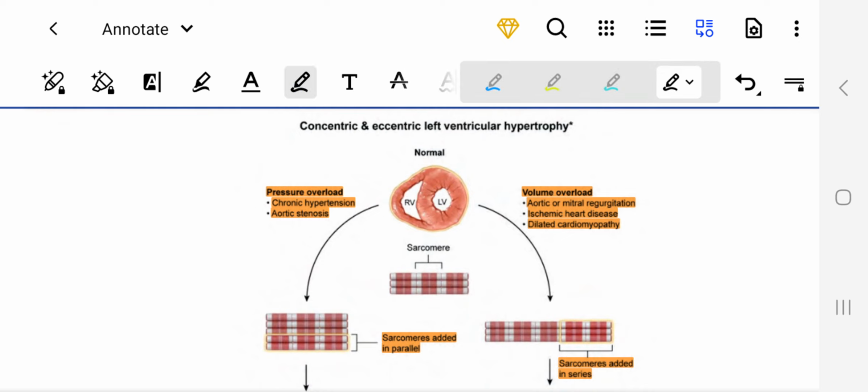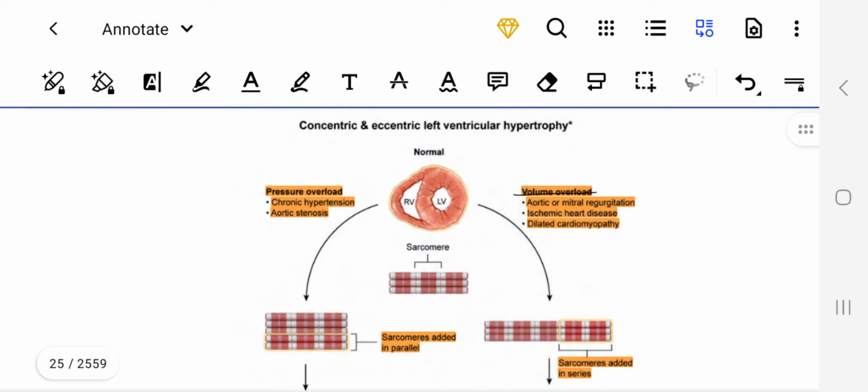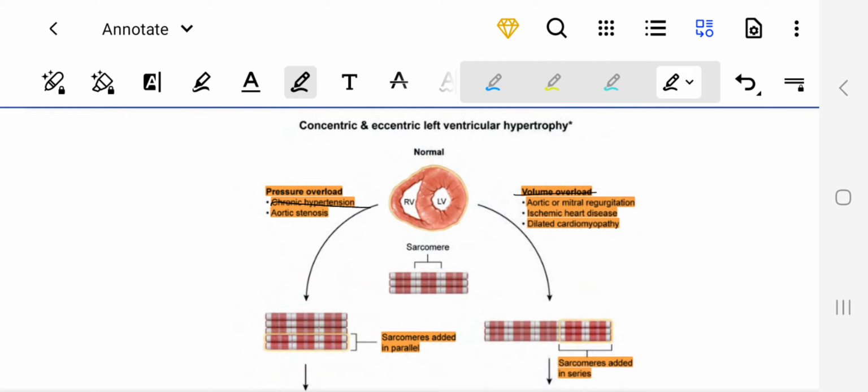One more thing which is important, the more important difference, is that one is of pressure overload, and the second one is volume overload, right? In case of concentric hypertrophy, let's say in case of chronic hypertension or aortic stenosis, there is fluid that will produce more pressure on the aortic wall, right? Or in the case of chronic hypertension, that will produce more pressure, right? So that will cause hypertrophy of parallel type.